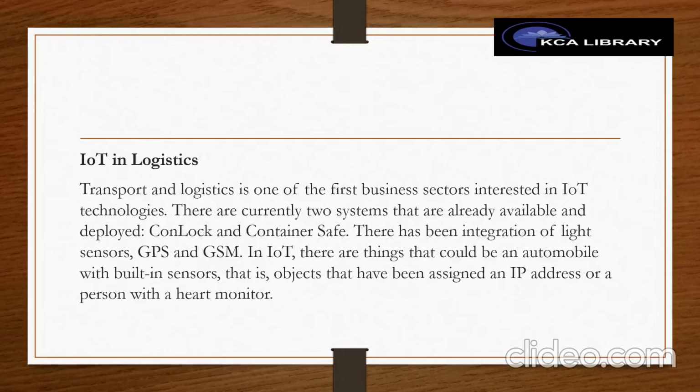So we also have Internet of Things in logistics, where there has been integration of sensors, GPS, and GSM. So these are some of the applications of Internet of Things. There are other applications including Go Traffic, Autobot, Daily Life, and Domotics. So all those are applications of Internet of Things.